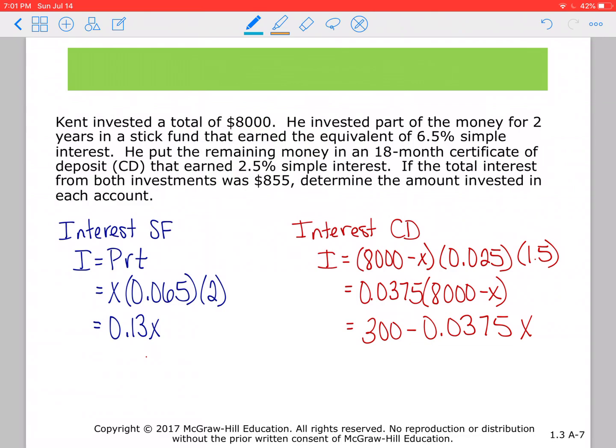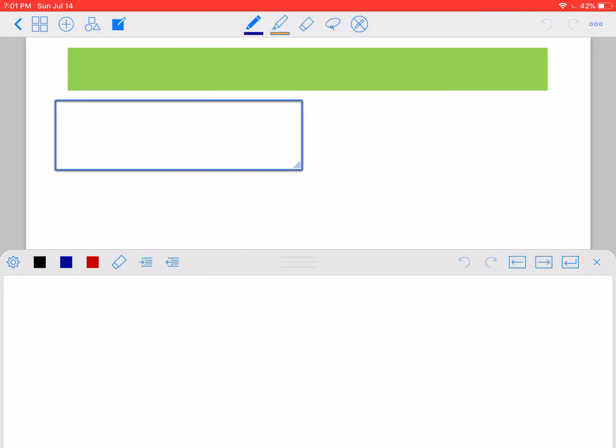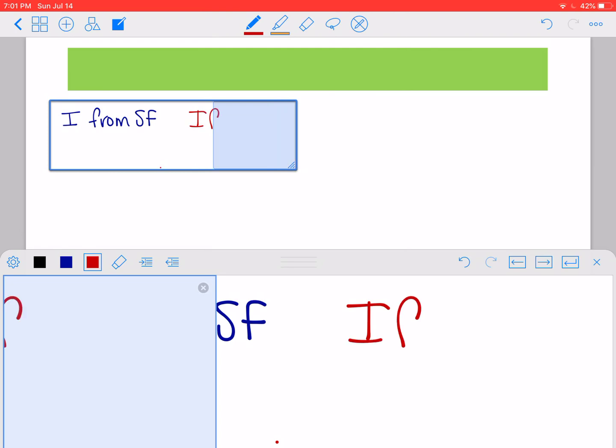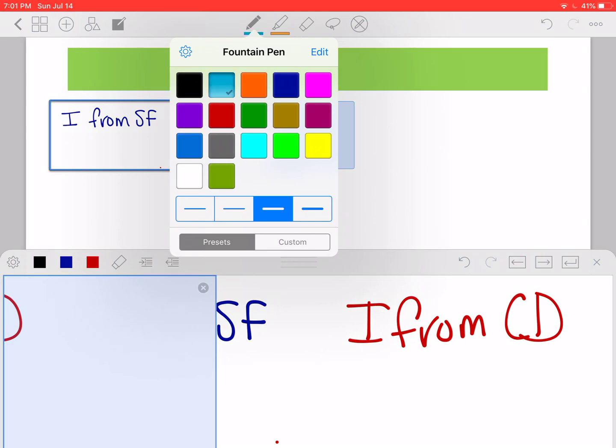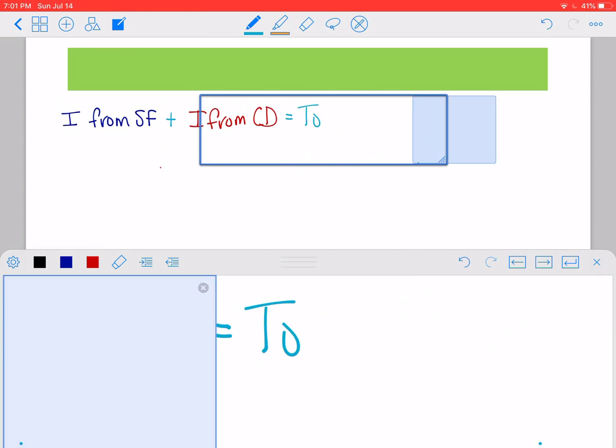So to find the amount invested, we need to take the interest from the stock fund and add that to the interest from the CD. And that'll give us the total interest accumulated, which was $855. We'll put that down in a second.